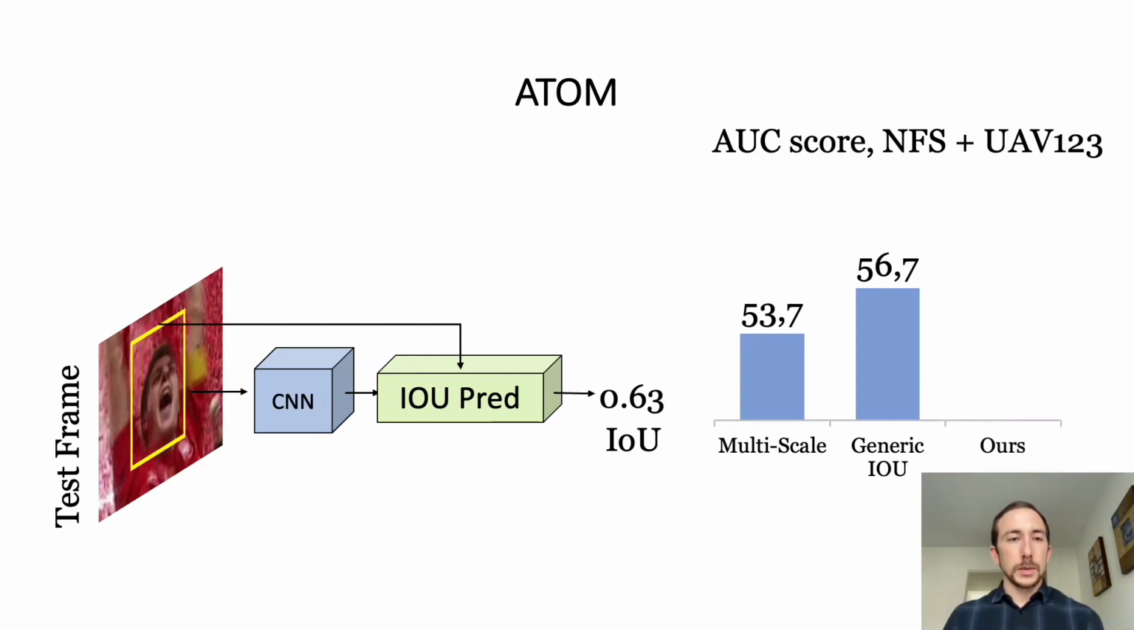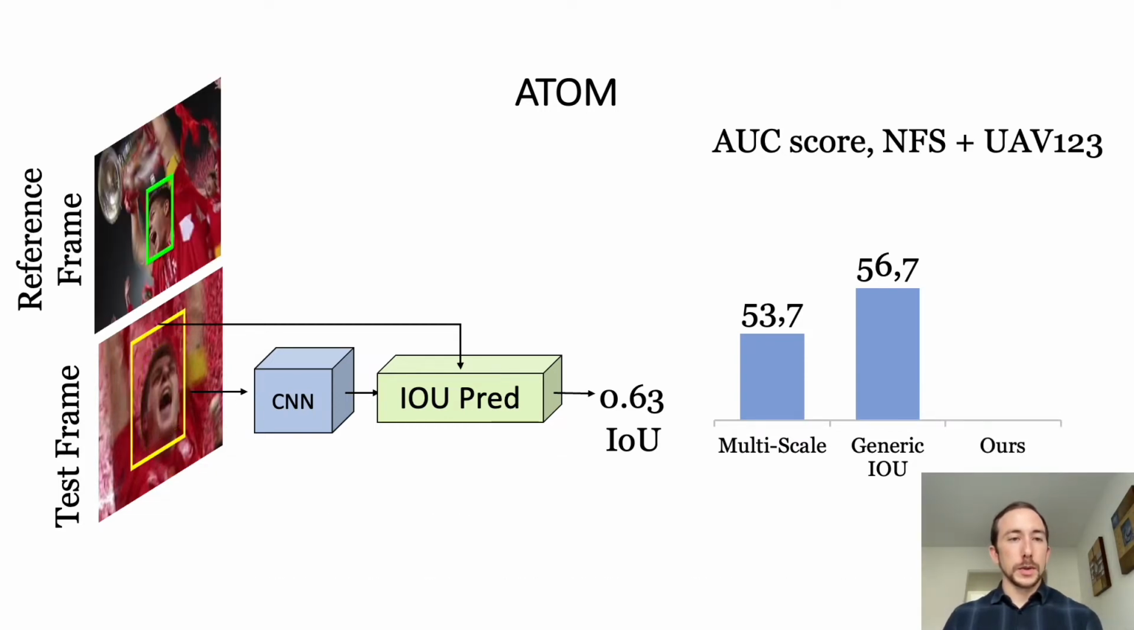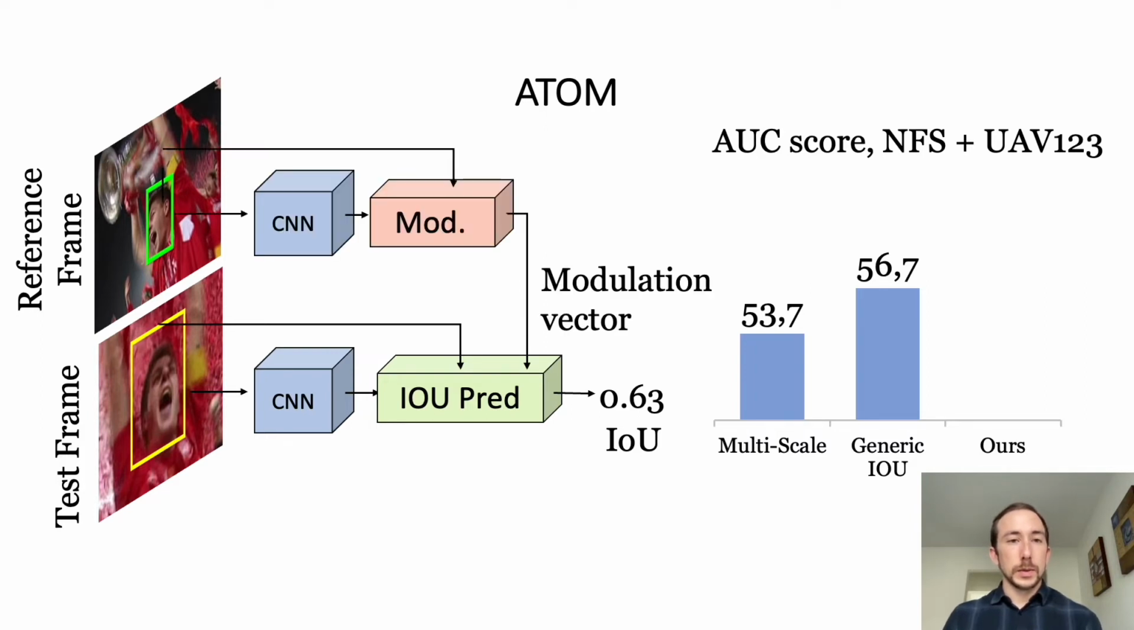But in tracking, we also want to integrate information from the target itself, which is given in the reference frame. So for this, we proposed a modulation-based method where we conditioned the IOU prediction network on the reference frame. And this gave us a further significant improvement.